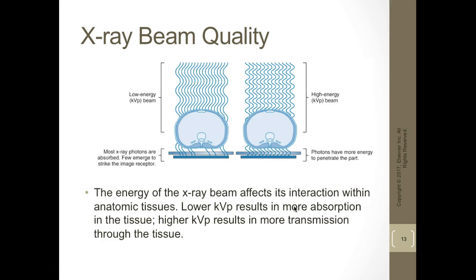Beam quality. So the energy of the X-ray beam affects the interactions within the anatomical tissues. So lower kVp results in more absorption in the tissue, and higher kVp results in more transmission through the tissue. So you can see here with the low energy kVp beam, it's absorbed by the tissues, whereas a higher energy beam is more likely to pass through.